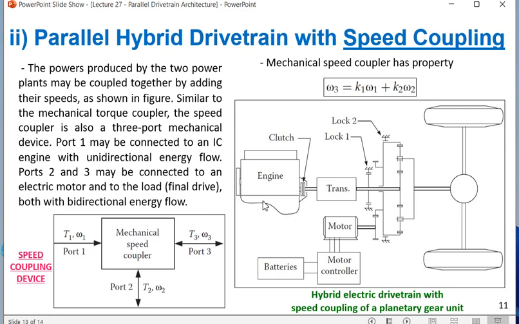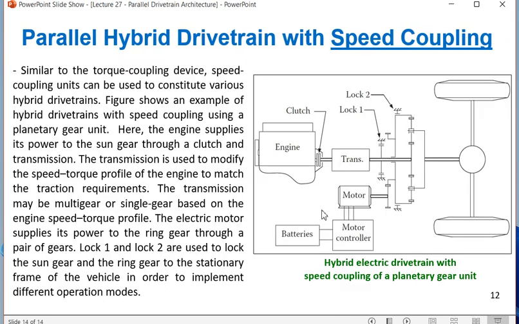So here we are actually controlling the speed or torque of the vehicle or engine. So there is a clutch in the primary transmission, and there is no clutch in the secondary. So for battery motor, no clutch is shown here. So there is a hybrid electric drivetrain with a speed coupling of a planetary gear unit. So one speed is given here. You can see that the primary speed is given to the shaft, and the secondary speed is connected to the outer side of the gear system. So we will have a little understanding from this regarding this lock and other things.